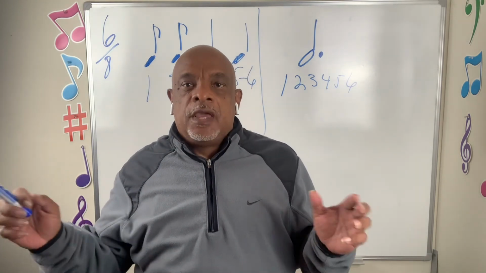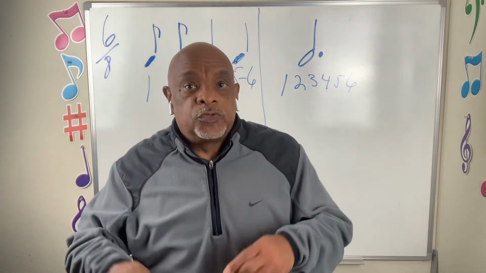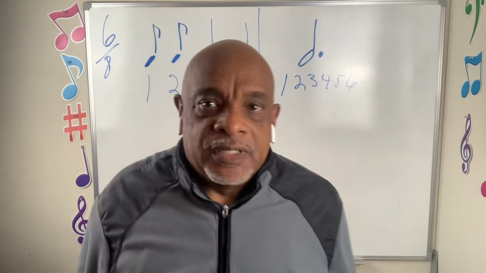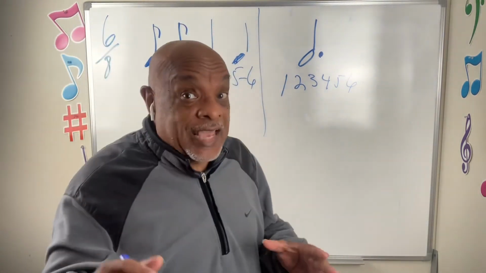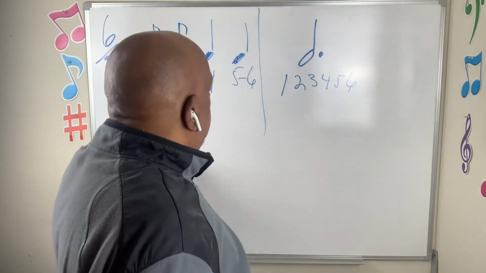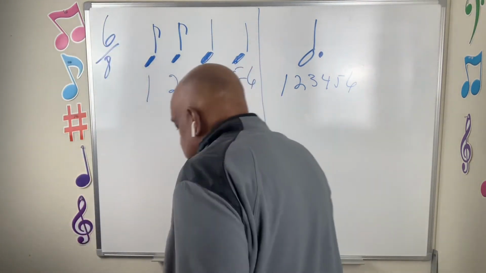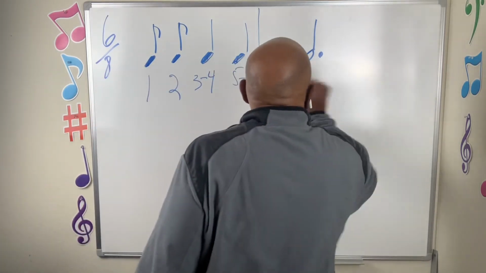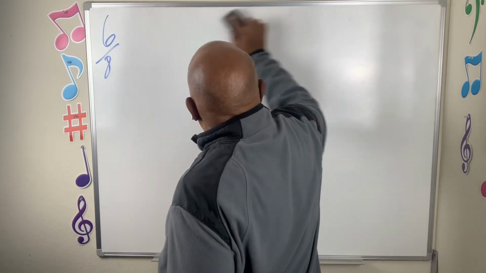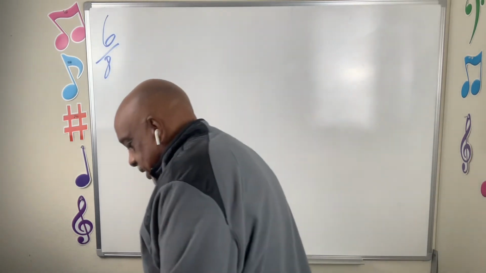1, 2, 3, 4, 5, 6. If I had 9/8, 1, 2, 3, 4, 5, 6, 7, 8, 9, like that. I mean, that's how it is. It can go up to 12/8. All right. So 6/8 time. All right. Let's do another one in 6/8 time to make sure that we understand what's going on in 6/8 time.